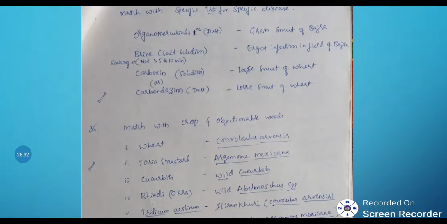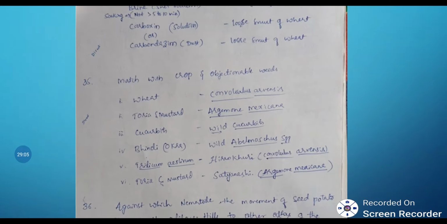Next is brine solution, that is salt solution, soaking in salt for 5 to 10 minutes, that is to treat the ergot infection in field of bajra. Next is carboxin solution, that is used to control loose smut of wheat, or carbendazim, that is in dust form, that is also used for controlling the loose smut of wheat. Next question is match with crop and objectionable weeds. Here the objectionable weeds are given directly.